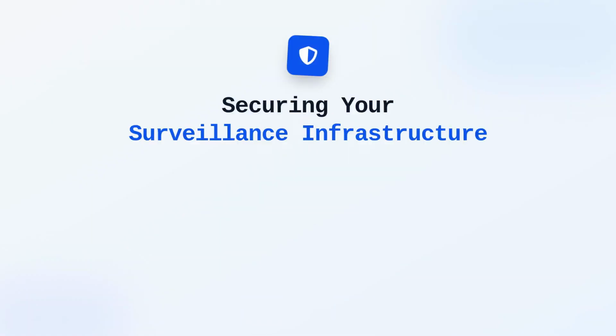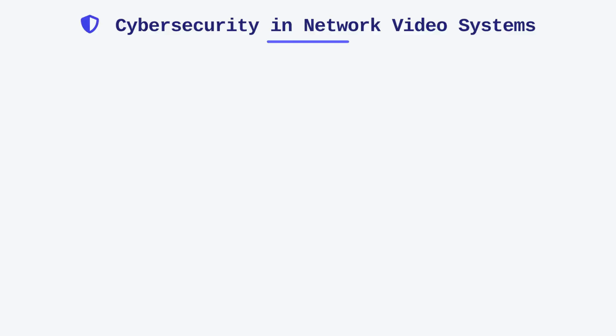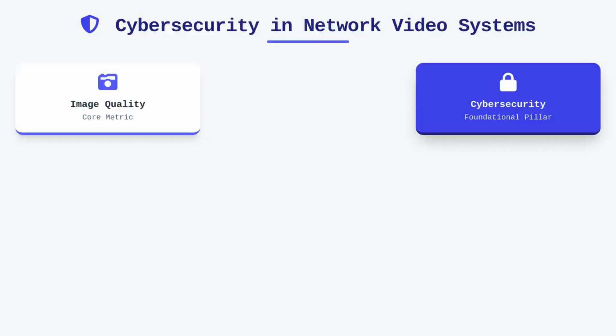Welcome to the chapter on securing your surveillance infrastructure. We will systematically analyze the technical requirements for hardening access devices against modern network threats. Cybersecurity in a modern network video system is not an optional configuration, but a foundational pillar of design that must be treated with the same rigor as image quality or storage retention.